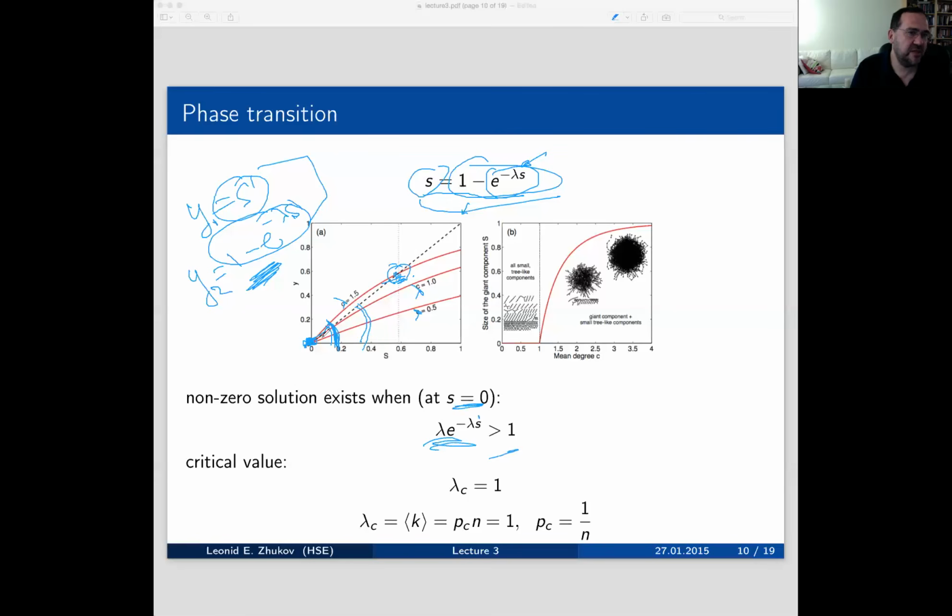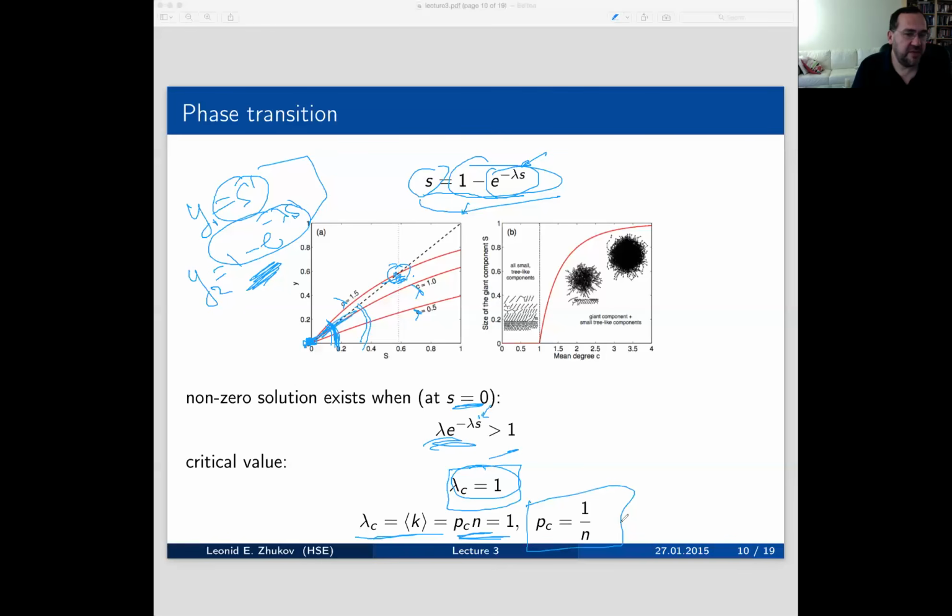So the critical value will come when the tangent of the curve is equal to 1, where it just touches our line. That will be the critical point. Substituting 0 here, you can clearly see that if lambda is greater than 1, we'll have a non-zero solution. So the critical point is when lambda is equal to 1. Unwinding back, lambda is really nothing more than the average node degree, which is p times n. And the condition for the critical point is that p critical is 1 over n.